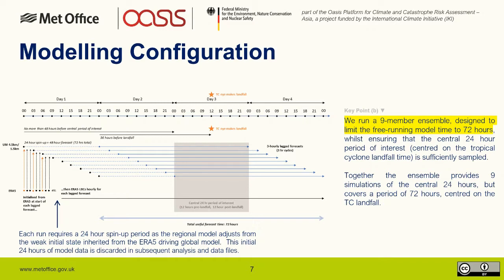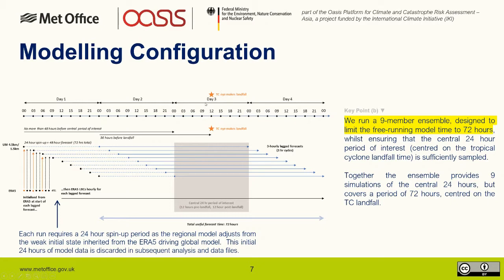Each run requires a 24-hour spin-up period as the regional model adjusts from the weak initial state inherited from the driving ERA5 data. This initial 24 hours is discarded in all subsequent analysis and data files, leaving us with 9 48-hour simulations. This is represented pictorially in this diagram here.